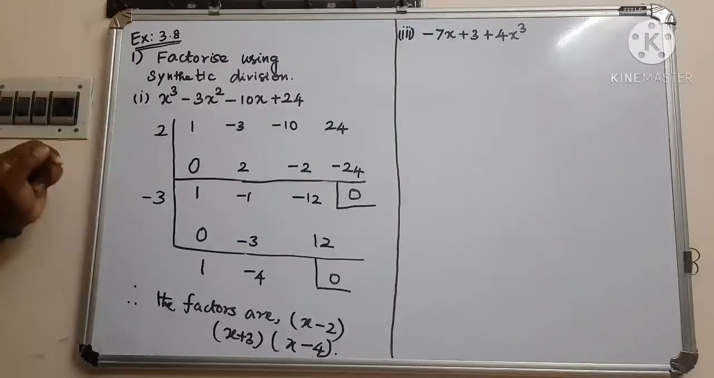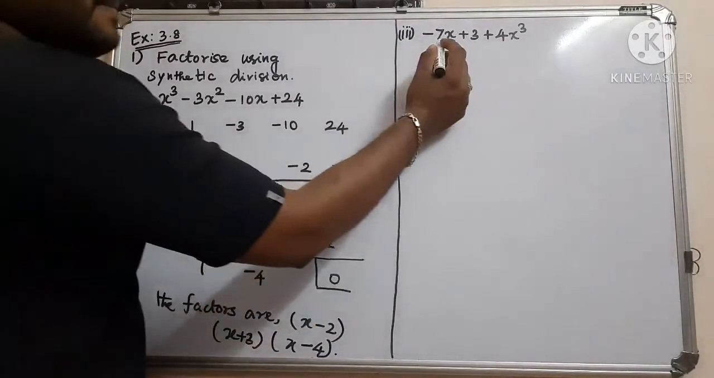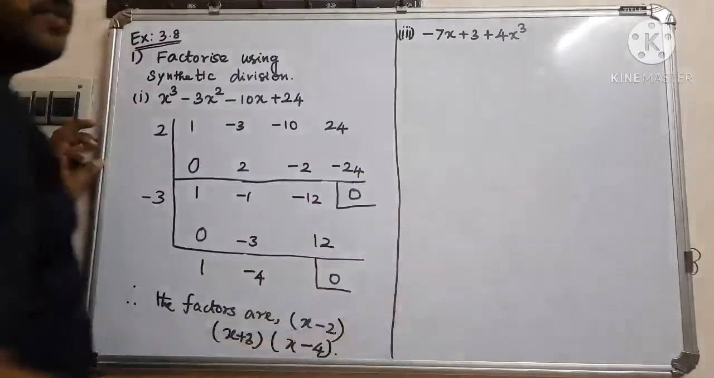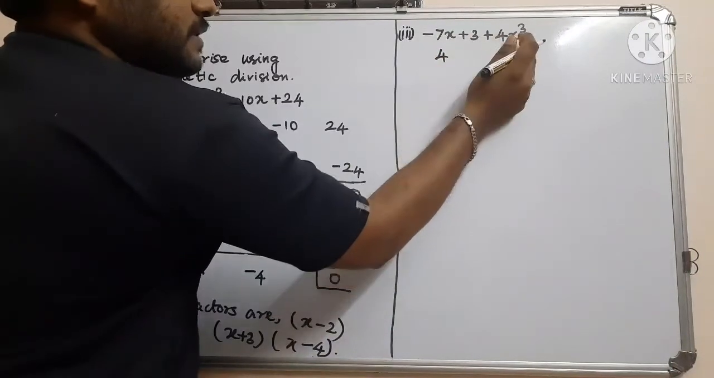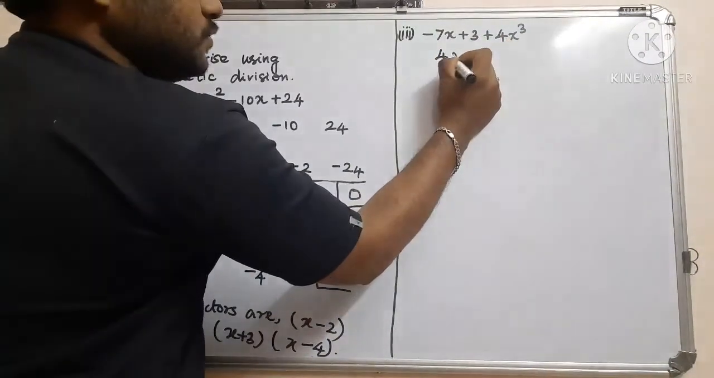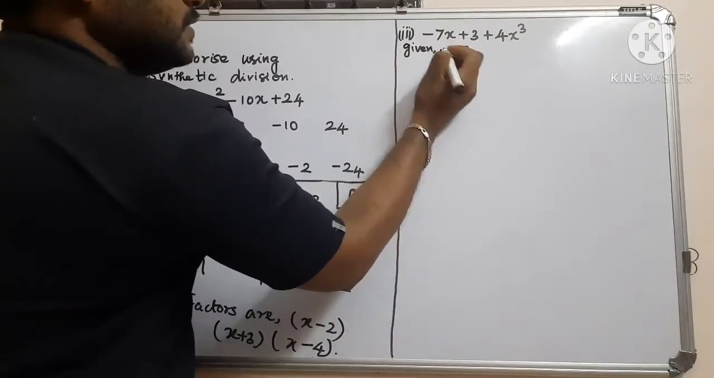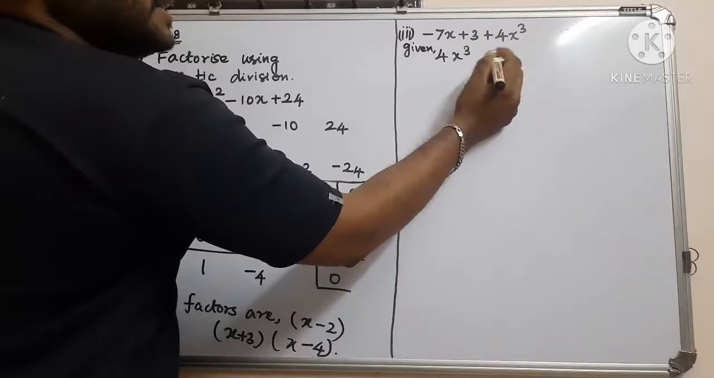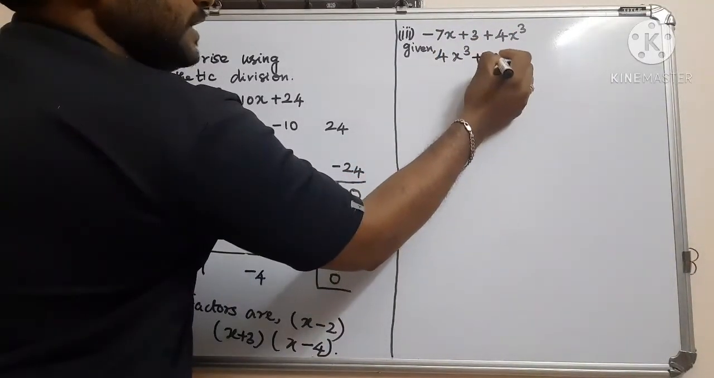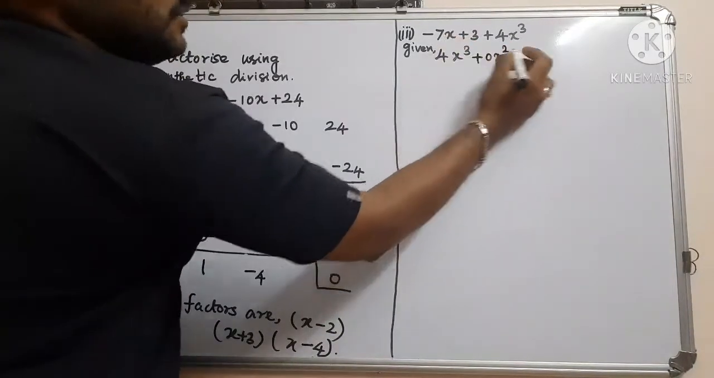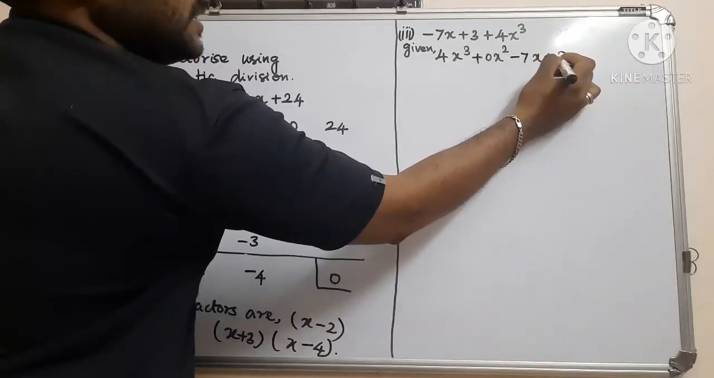This is method 1. And then question number 3, minus 7x plus 3, 4 plus 4x cube. First of all, you have to write in order. Highest power is x cube, so 4x cube. So given 4x cube, and the next term is x square, but here there is no x square term, so you have to write 0x square, and the next term minus 7x. At last you have to write the constant term, that is 3.